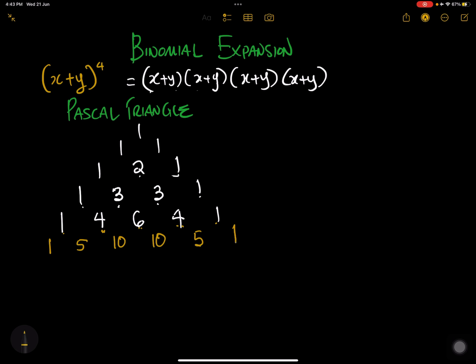We keep doing that. We get 1, 6, 15, 20, 15, 6, and 1. We keep going. 1, 7, 21, 35, 35, 21, 7, and 1. And this is what we call the Pascal Triangle.